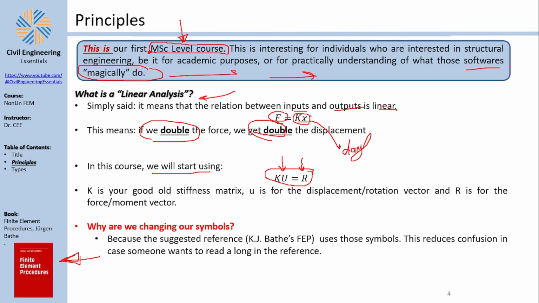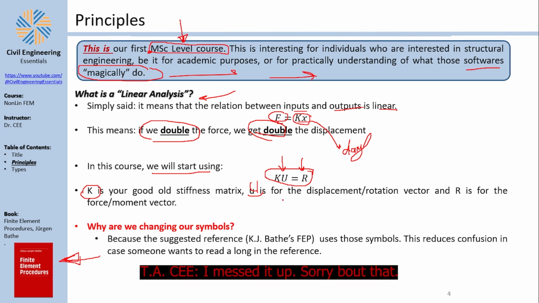It might need a video or two to get familiarized with, but I will be using this because the book's equations are based on U and R, so I don't want to keep rewriting all the equations. K is your good old stiffness matrix, U capital is the displacement rotation vector, and R is the force moment vector.